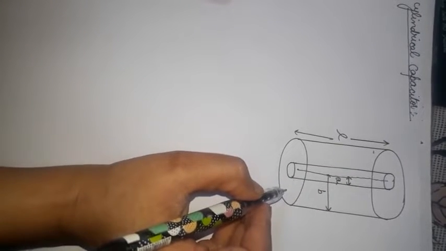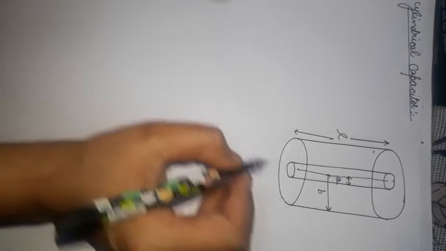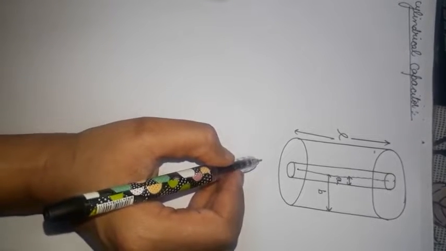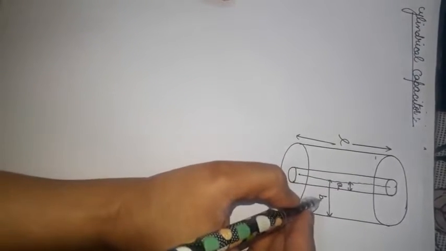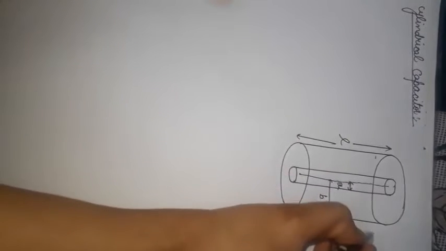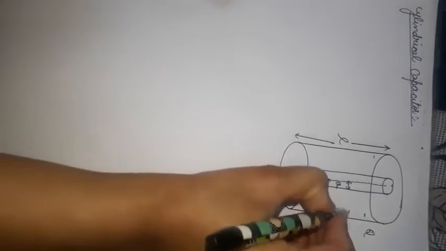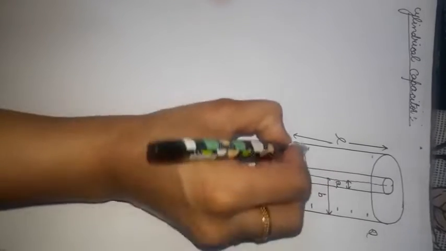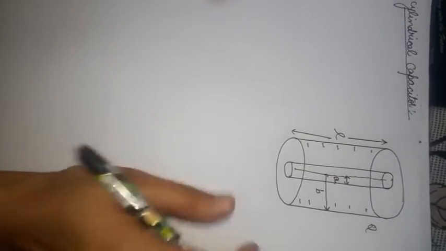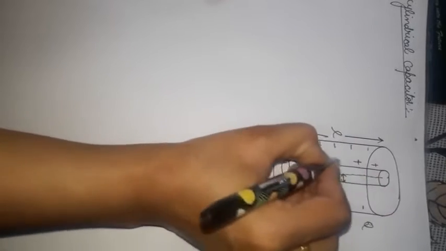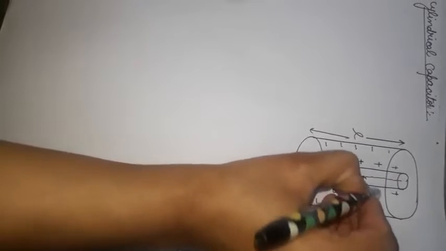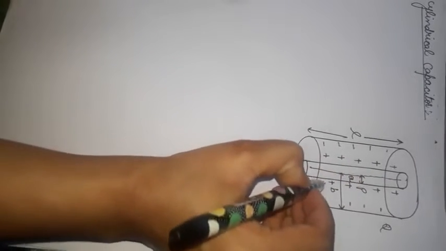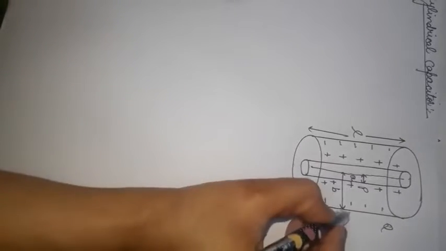Plus Q charge is given to the inner cylinder and minus Q is induced on the inner surface of the outer cylinder. So this is the inner surface, and it has negative charge minus Q, and here is positive charge plus Q given to cylinder P. Suppose this is P. The outer surface is earthed.